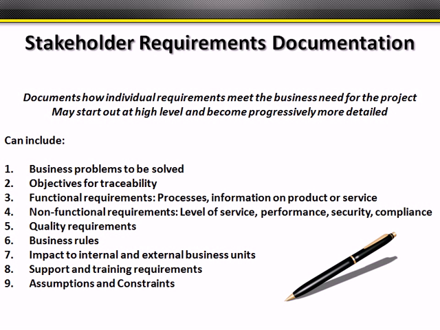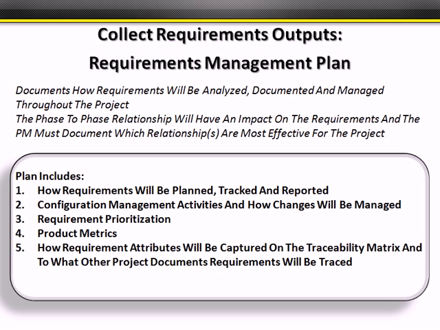What are these documents? Well, stakeholder requirement documentation documents how individual requirements meet the business need. This could be high level at this point and then progressively elaborated on later. Some common headers for requirement documentation are business problems to be solved, any objectives for traceability, meaning you're tracing requirements back to individual stakeholders, any functional or non-functional requirements, quality requirements, rules and regulations, internal and external, training requirements, assumptions and constraints. Ultimately, you're just building on the documentation that you already have from identification of stakeholders.